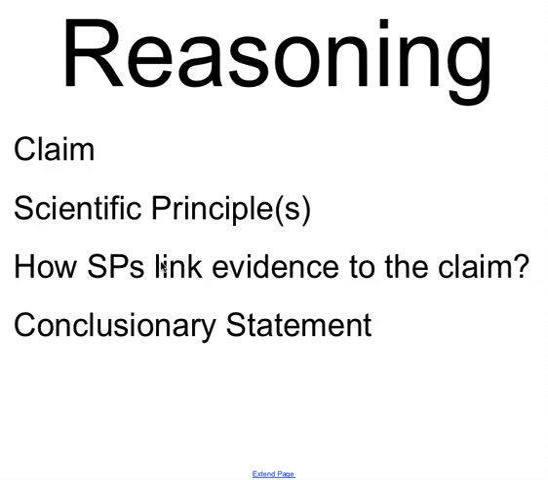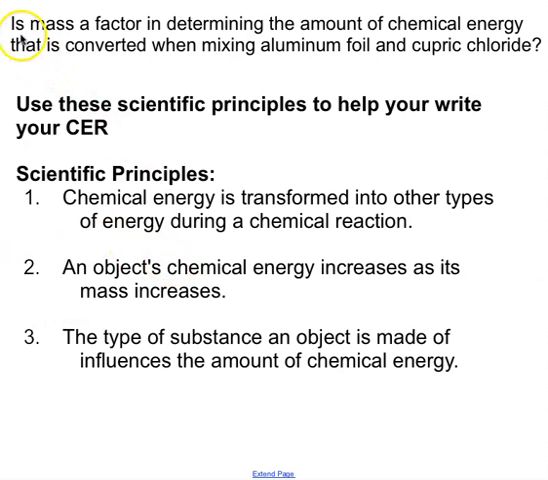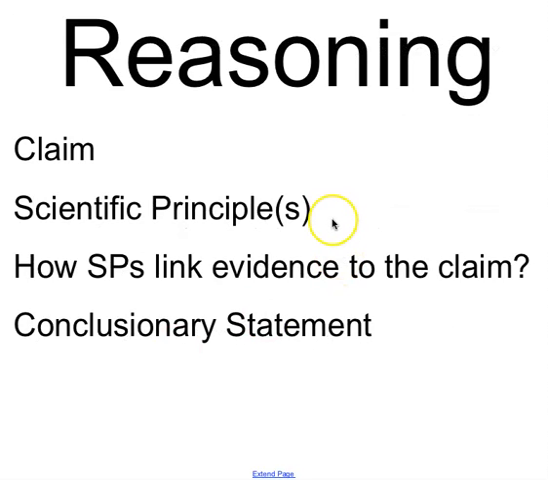Now, this is the one part that most people miss, is how do the scientific principles link evidence to the claim? So not only do you need to say, this is a scientific principle we're going to use, and this is why. This is why this scientific principle links the evidence back to the claim. Now, again, I'm not going to tell you which of these scientific principles to use, but this is a key, is mass. Is mass a factor? So read through these and figure out which ones deal with, is mass a factor? Because if you don't get that one right, it's going to be very hard, or it's actually going to be impossible to get a proficient or an advanced score in the reasoning.